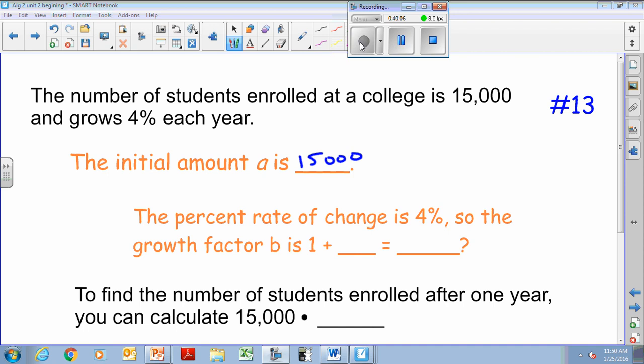The B part goes like this. Circle growth, or grows. If it grows, you're going to do addition. If it decays, you're going to do subtraction. If it grows, you're going to do 1 plus the percent after you turn it into a decimal. If it declines, you'll do 1 minus the percent once you turn it into a decimal. In other words, turn the percent into money and subtract from $1, or turn the percent into money and add it to $1.